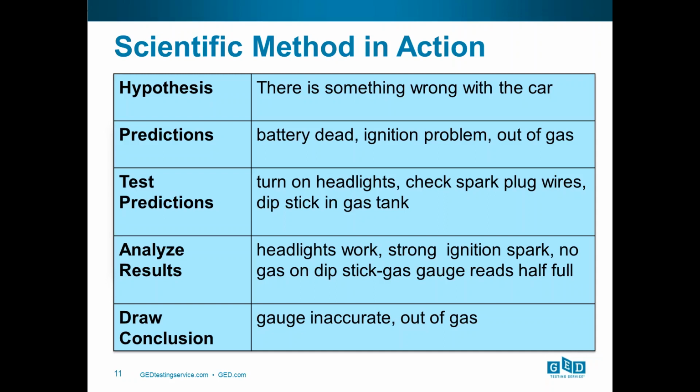But as we were trying to check the gas, even though the gauge said it was half full, we couldn't see any gas in the tank and we couldn't get any gas on that dipstick. So we had to draw the conclusion that that gauge was inaccurate. And sure enough, once we put gas in the car, it worked. That's the scientific method. And that's what we also need to do with our students. We also learned that we'll try a different rental car company the next time.